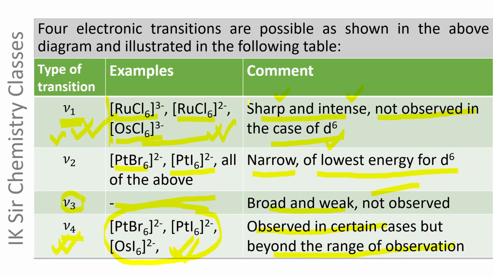Please note that all these are hexahalo complexes. In all these complexes, the transition metal ion is surrounded by 6 halide ions.